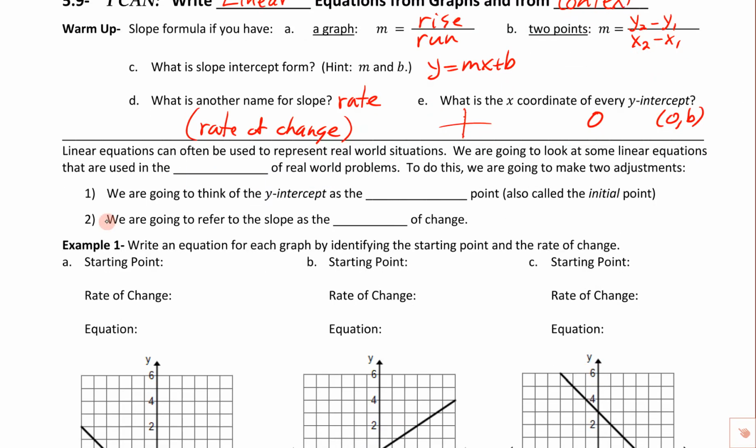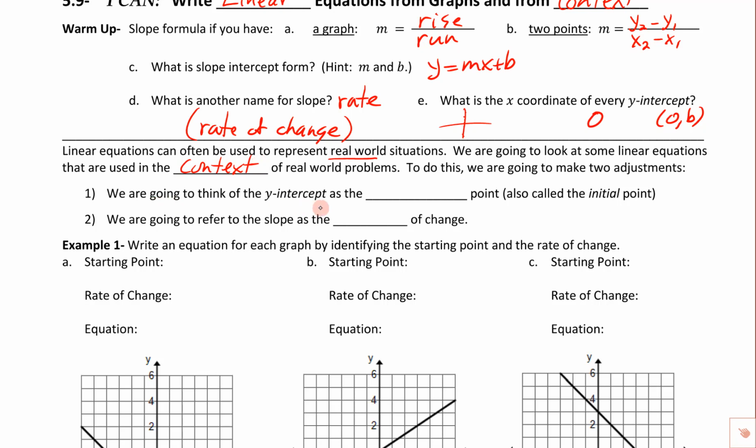So let's run through the ideas of this section. Linear equations can often be used to represent real-world situations. All right, that's when they become really useful. We're going to look at some linear equations that are used in the context of real-world problems. And in order to do this, we're going to make a couple of adjustments to the vocabulary and the way we've been talking about slope-intercept form and different things like that.